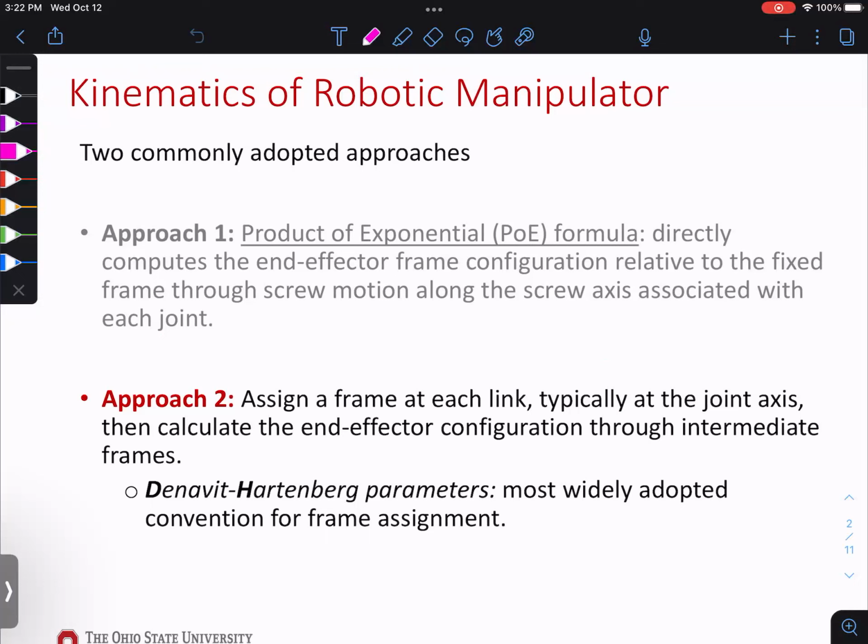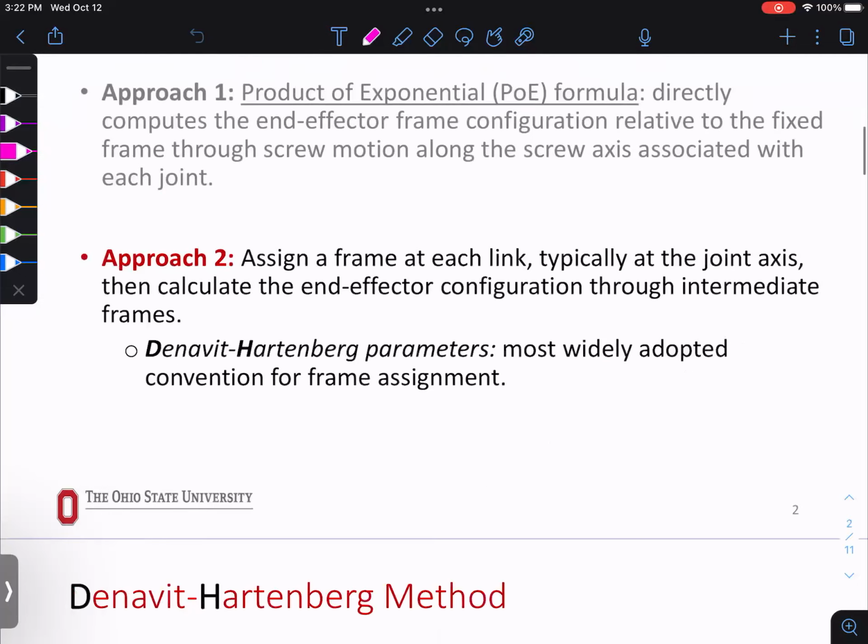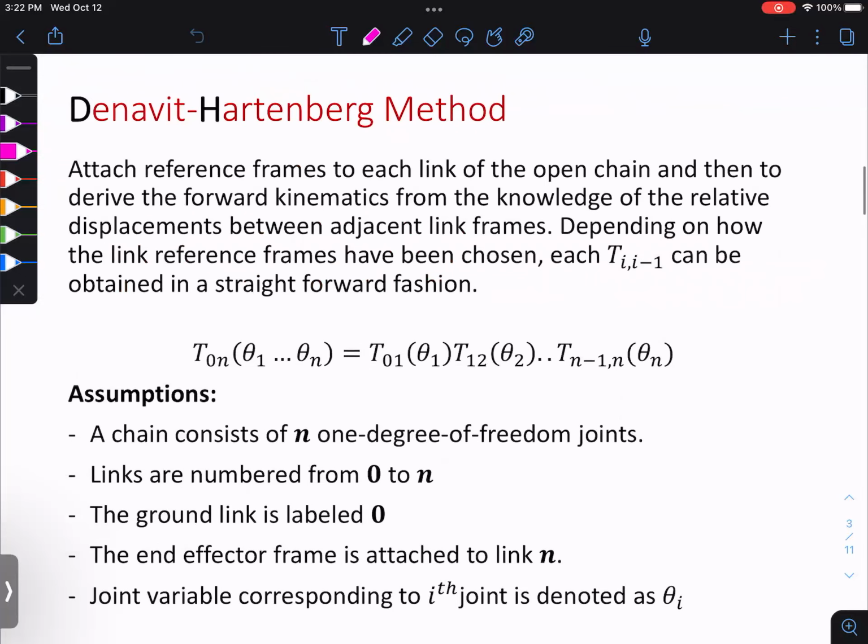Your book talks about this in Appendix C, I think. It's a shorter chapter. So we are still trying to find the position and orientation of the end effector with respect to the base. That did not change. Now, our approach to finding it changes.